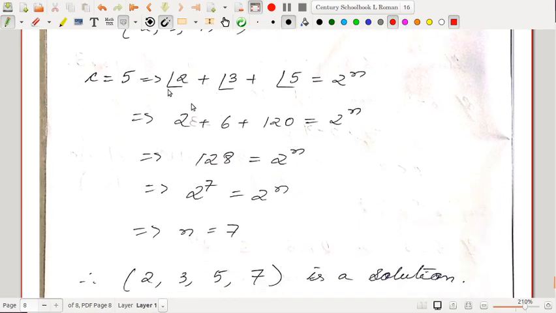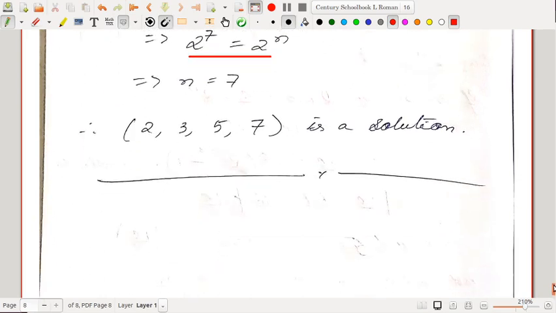If C equal to 5, then what happens? It's factorial 2 plus factorial 3 plus factorial 5 equal to 2 to the power n. That means 2 plus 6 plus 120 equal to 2 to the power n. That means 2 to the power 7 is 2 to the power n. That means n is 7. That means 2, 3, 5, 7 is a solution.